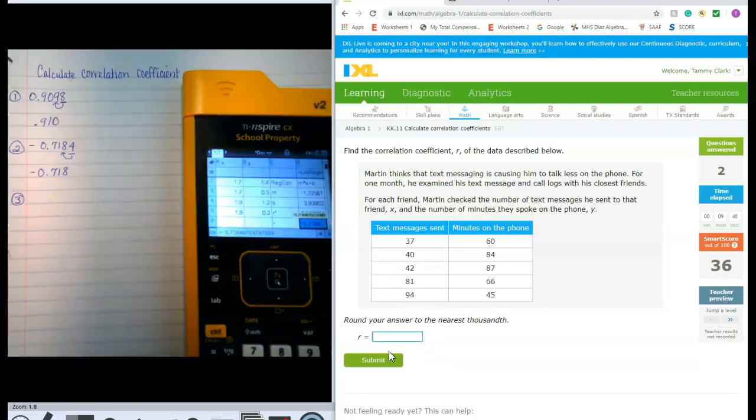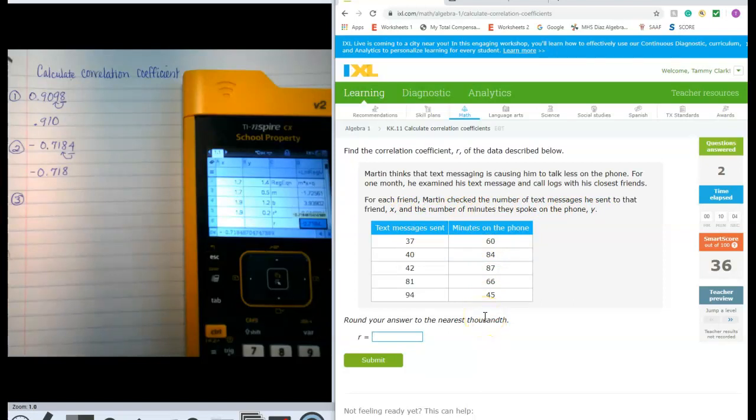Let's go ahead and look at number 3. Martin thinks that text messaging is causing him to talk less on the phone. For 1 month, he examined his text messages and call logs with his closest friends. For each friend, Martin checked the number of text messages he sent to that friend, which is X, and the number of minutes they spoke on the phone, Y.